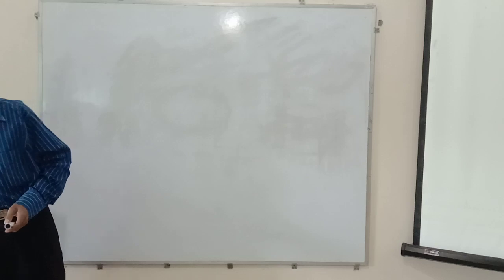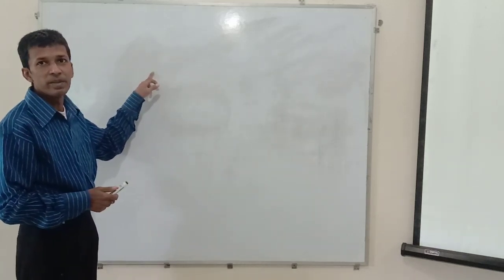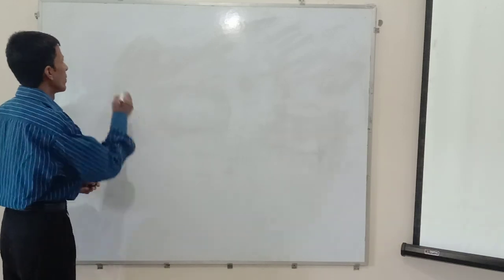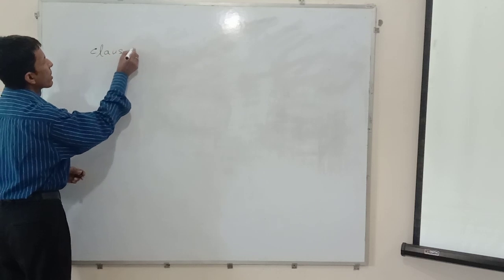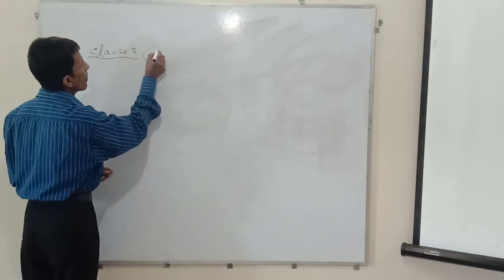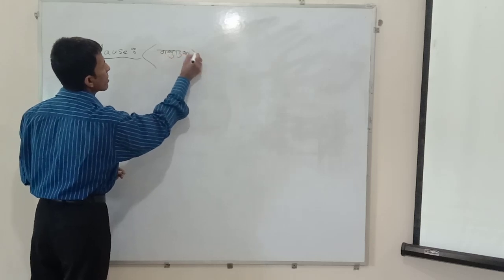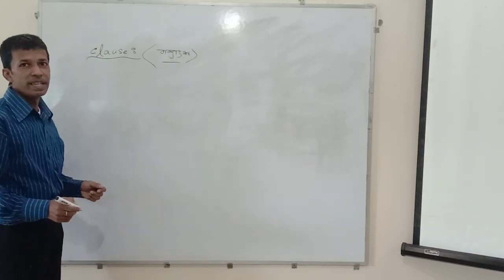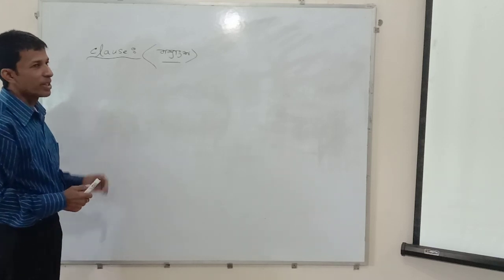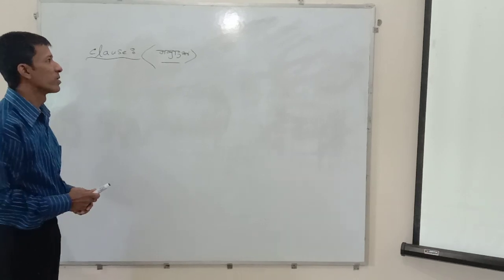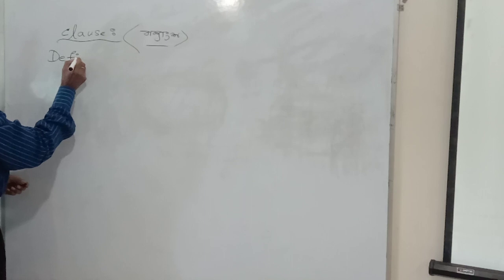You can also learn it very easily by identifying the clause. Clause means, in Bengali, bakangsha. Clause. There are three types of clause in English. One is independent clause, another is dependent clause, and in the third part you will have to learn about coordinate clause. First of all, I am going to discuss the definition of independent clause.